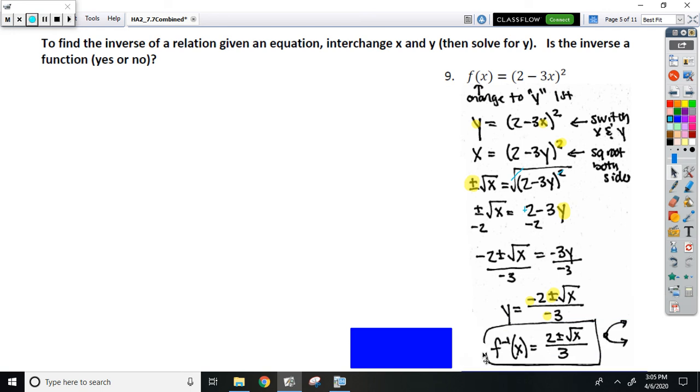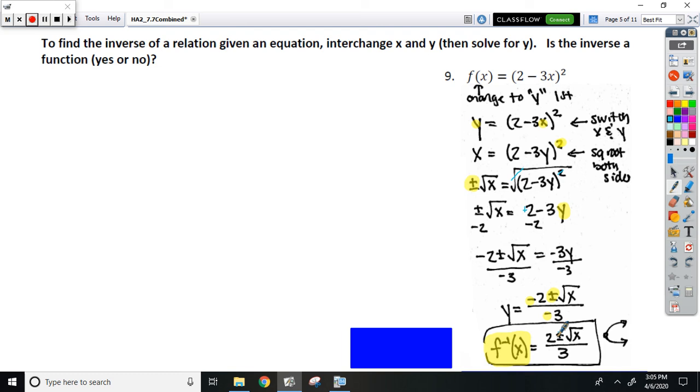So our final answer should be that f negative 1 of x, and I should mention this is the notation for the inverse. It looks like a negative 1 exponent. We'll see this on the next page of notes as well, but this is the inverse notation if it was originally a function notation.